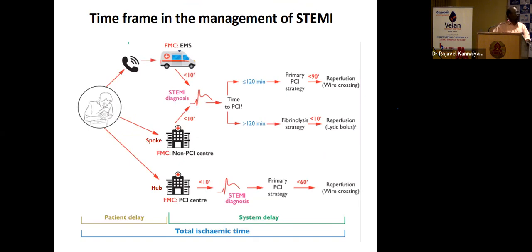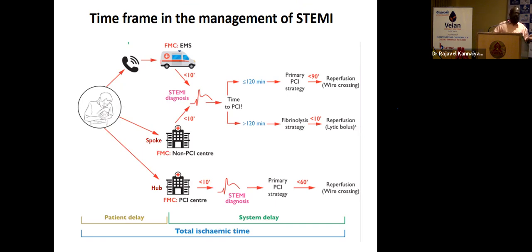This is a short framework about MI. The patient must be diagnosed within 10 minutes, and then within the next 20 minutes you can lyse the patient. If you are not able to shift to a cath lab nearby for primary PCI, then within 2 to 24 hours we can lyse the patient.